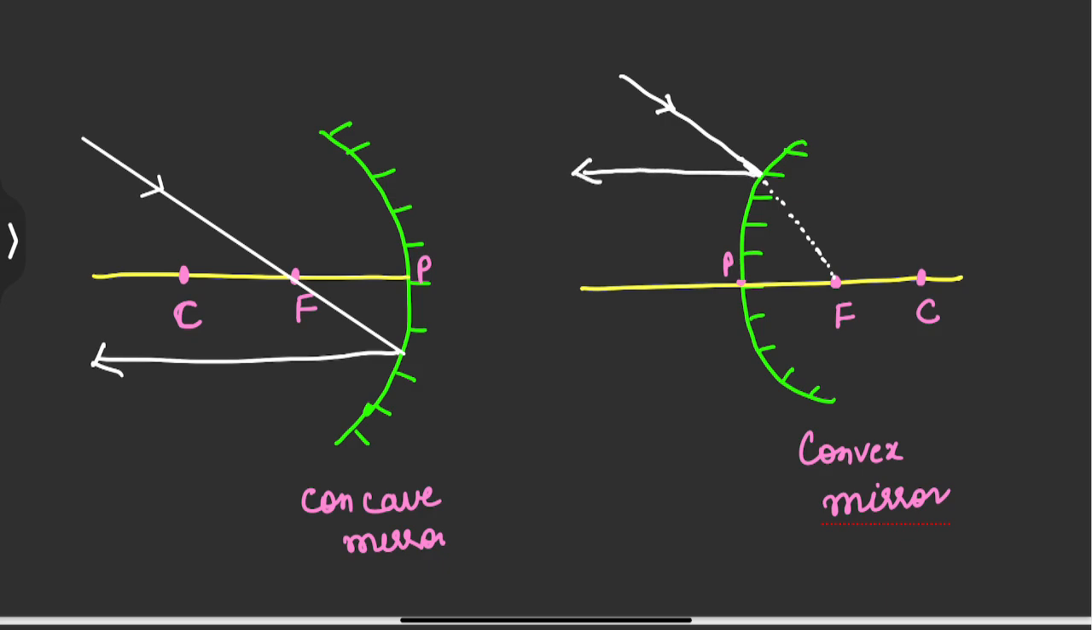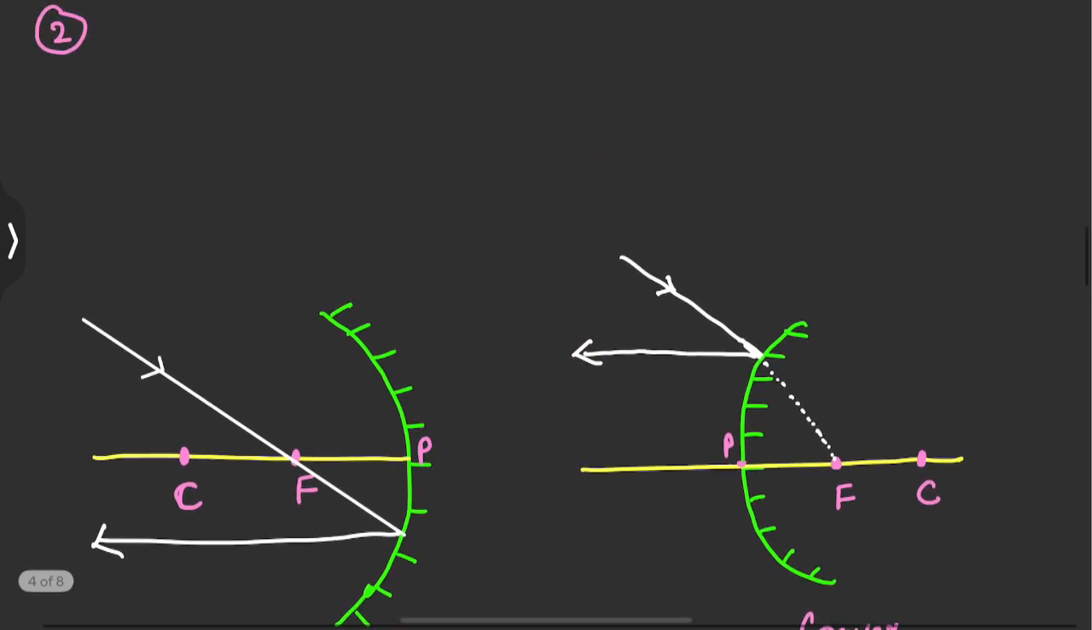This is the reflected ray. And here you can see both are parallel. So this is the reflected ray and this is the principal axis. So both are parallel to each other. So this is the second standard incident ray. Second standard incident ray is the ray which appears to pass through the focus. The reflected ray will be found parallel to that of the principal axis. So this is the second standard incident ray.